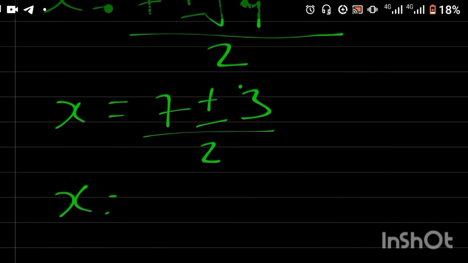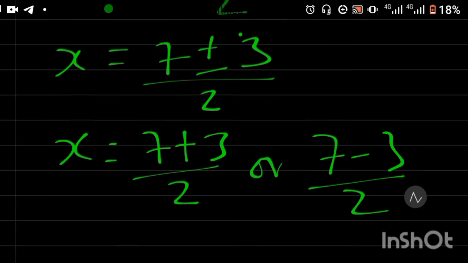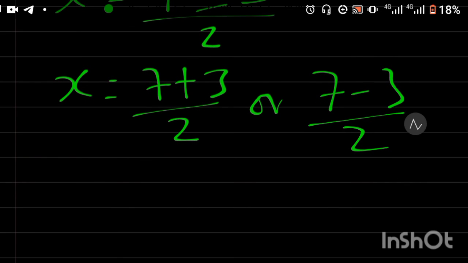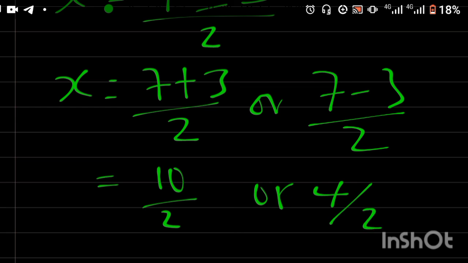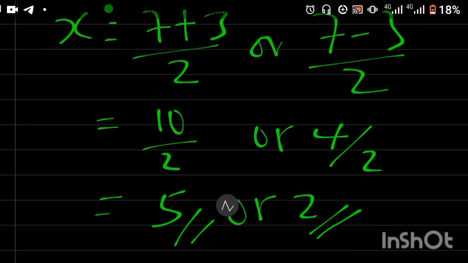Therefore, I have x is equal to 7 plus 3 over 2 or 7 minus 3 all over 2. 7 plus 3 is 10 over 2, or 4 over 2. 7 minus 3 is 4 over 2. Therefore, I have 5 or 2. These are the two roots of the quadratic equation.